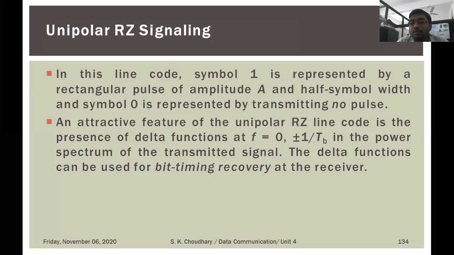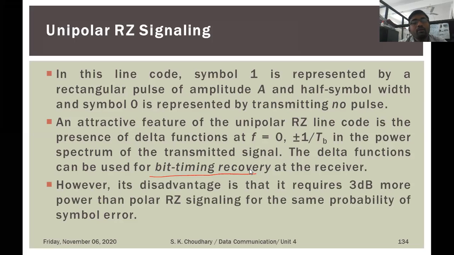So an attractive feature of this particular unipolar RZ line code is what? The presence of delta functions at f equal to plus minus 1 upon TB in the power spectrum of the transmitted signal. And the delta functions can be used for bit timing recovery at the receiver. This is one of the attractive features of this unipolar RZ signal.